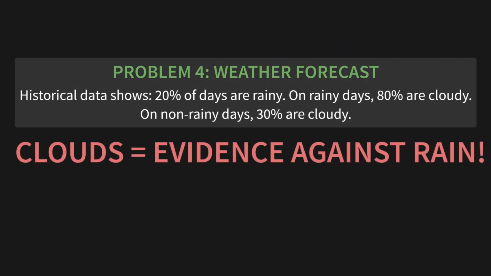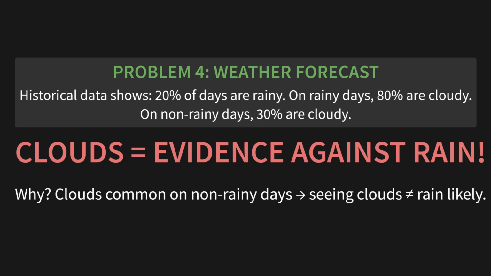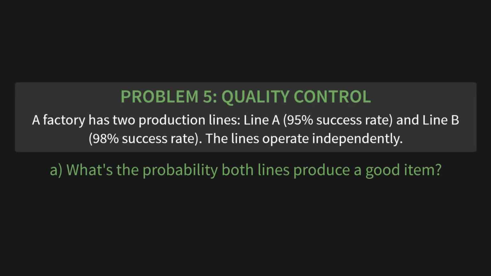Here's what's mind-blowing. The clouds are actually evidence against rain. Why? Because clouds are so common on non-rainy days that seeing clouds doesn't strongly indicate rain. This is why conditional probability is so powerful. It forces us to think about all the ways something can happen, not just the obvious ones.